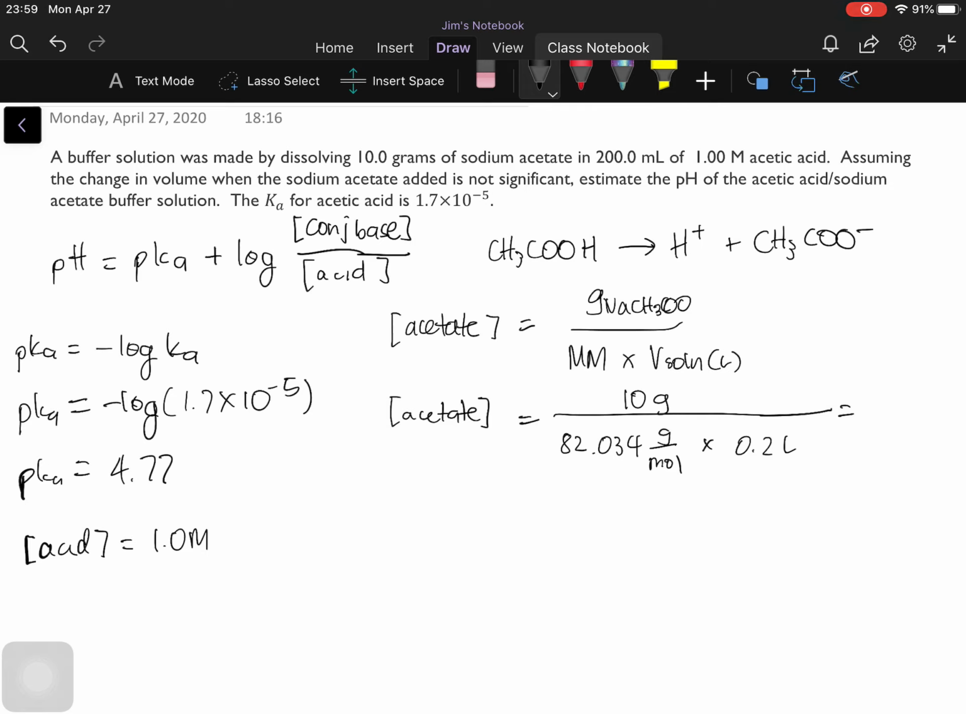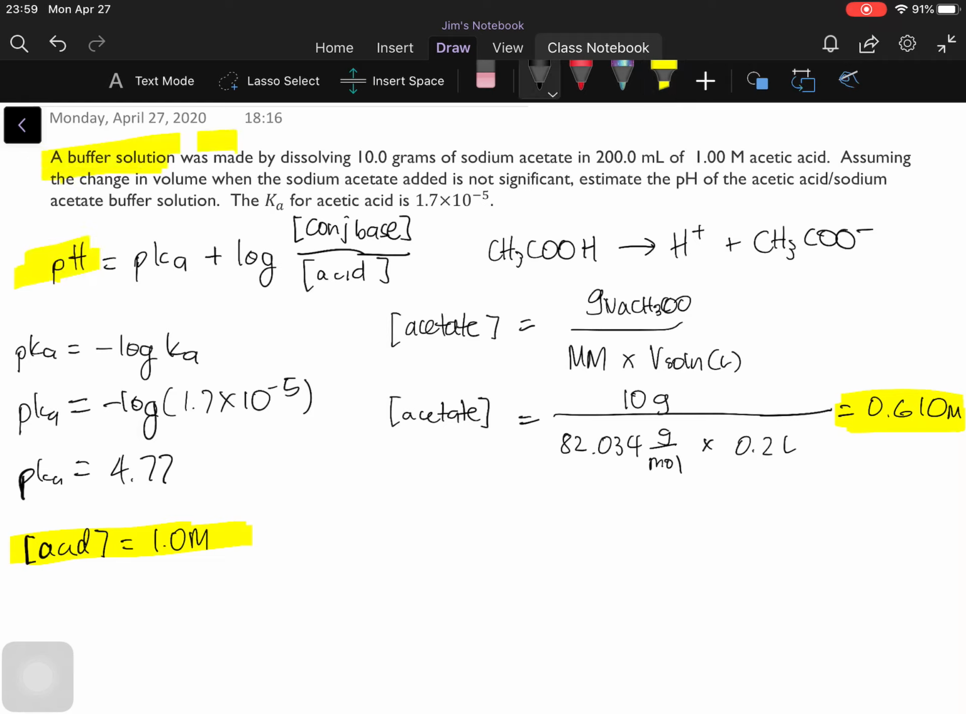So that's 0.6095. We'll round that off to 0.610 molar. Okay, so having the concentration of conjugate base computed, and we have the concentration of the acid, we can now solve for the pH of the buffer solution.